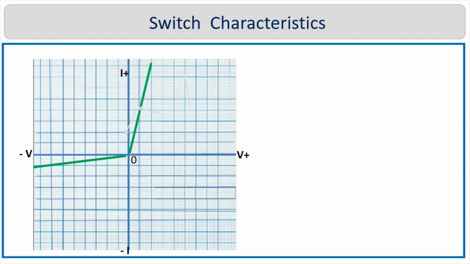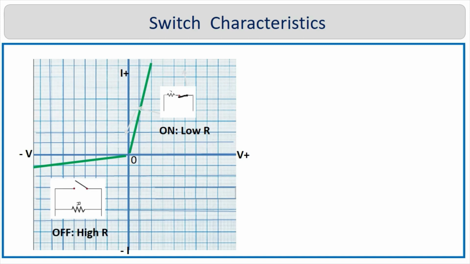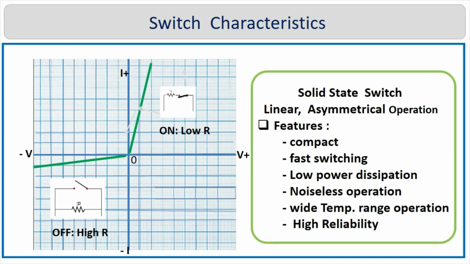In electrical engineering, electromechanical and solid-state switches are extensively used in logic design and power control applications. The figure shows the electromechanical or solid-state switch VI characteristics. From it we observe that the on and off switching states create unidirectional and asymmetrical characteristics. Solid-state switches have superior characteristics like low wear and tear, high speed, low contact resistance, low noise, longer life, etc.